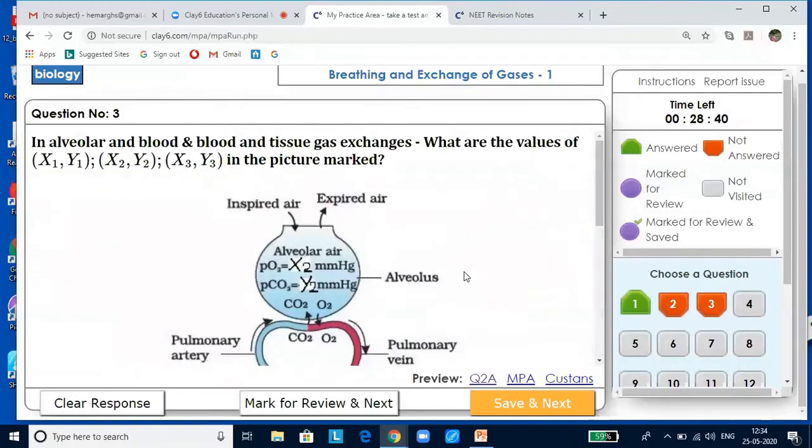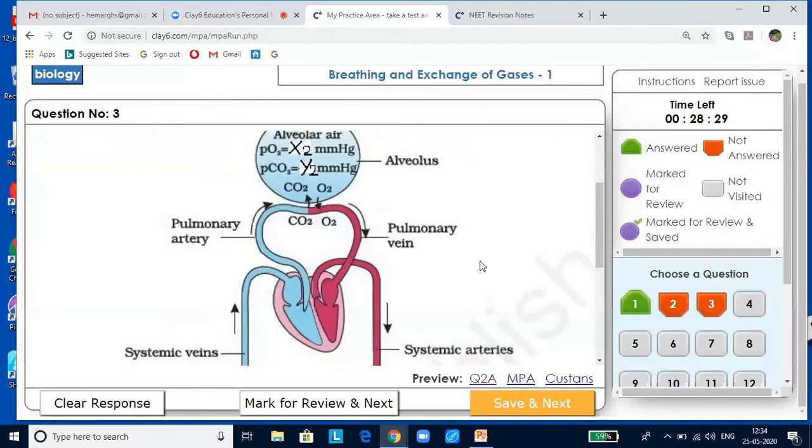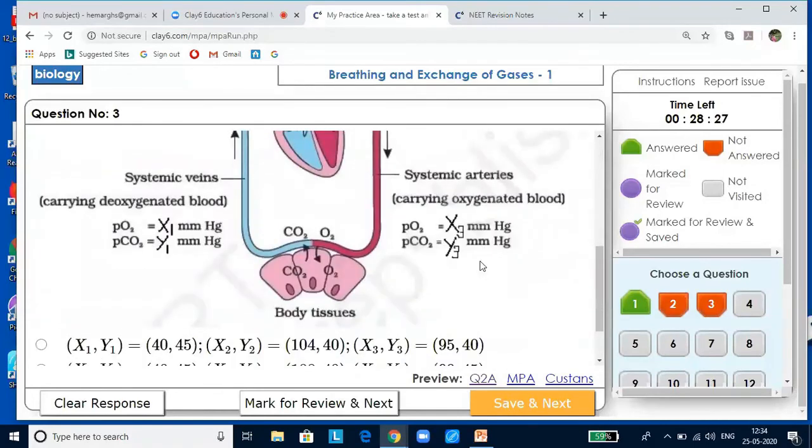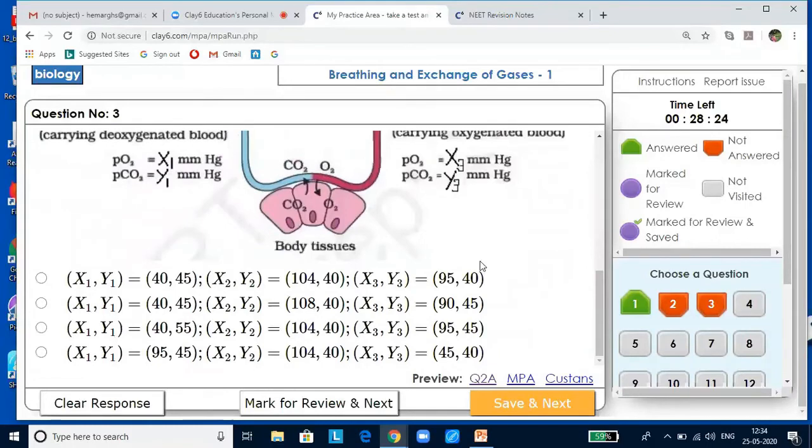Now this is the diagram of alveolar and blood and tissue gas exchanges. What are the values of X1, Y1, X2, Y2, X3, Y3 in the picture marked? So I told you this diagram is very important. They might ask you this. So X1, Y1 is 40, 45. X2, Y2 will be equal to 104, 40. X3, Y3 will be 95, 40. So these things you should have at your fingertips.